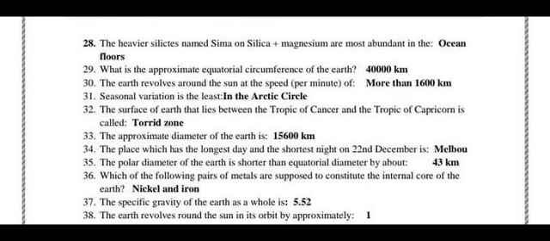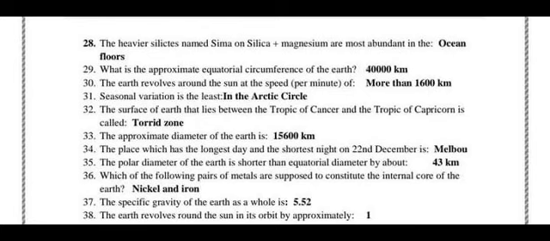The surface of Earth that lies between the Tropic of Cancer and the Tropic of Capricorn is called the torrid zone. The approximate diameter of the Earth is 15,600 kilometers. The place which has the longest day and the shortest night on 22 December is Melbourne. The polar diameter of Earth is shorter than the equatorial diameter by about 43 kilometers.